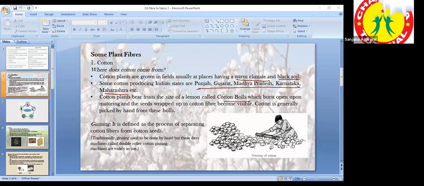Cotton plants are grown in fields, usually having a warm climate, remember this point, and black soil for better growth. The states in which cotton is mainly produced are Punjab, Gujarat, MP, Karnataka, Maharashtra, etc. Mostly north and west areas. Cotton plants bear fruits the size of a lemon, called cotton balls, which burst open on maturing. Then the cotton is separated from the cotton balls.